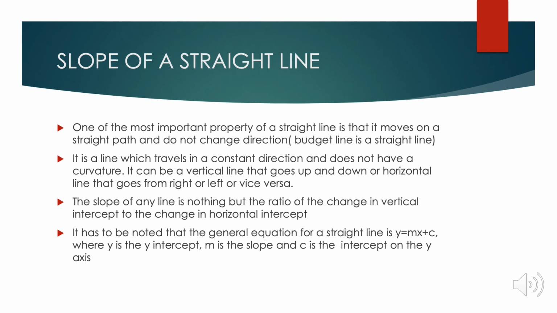It can be a vertical line that goes up and down or a horizontal line that goes from right to left or vice versa. The slope of any line is nothing but the ratio of the change in vertical intercept to the change in horizontal intercept. It has to be noted that the general equation for a straight line is y is equal to mx plus c, where y is the y-intercept, m is the slope, and c is the intercept on the y-axis, which I'll explain further in the coming slides.